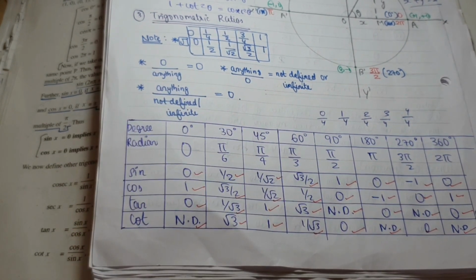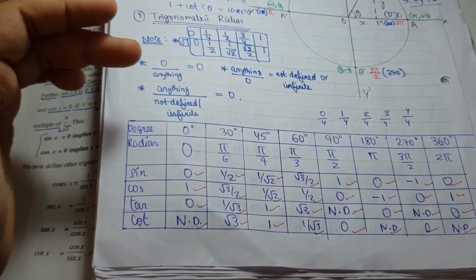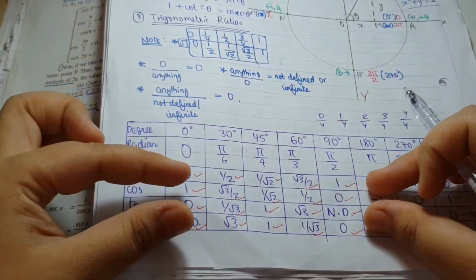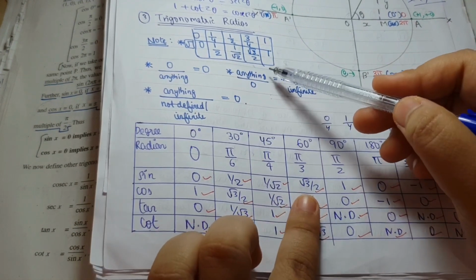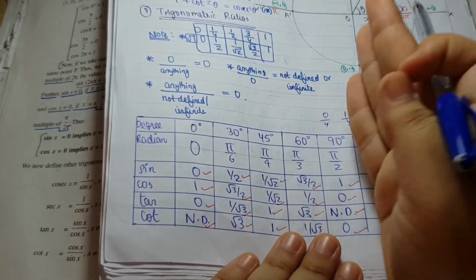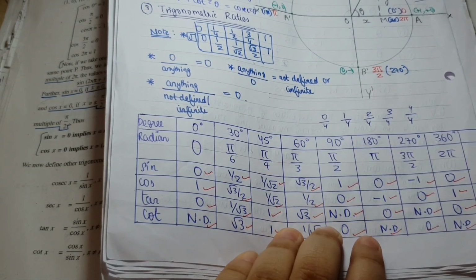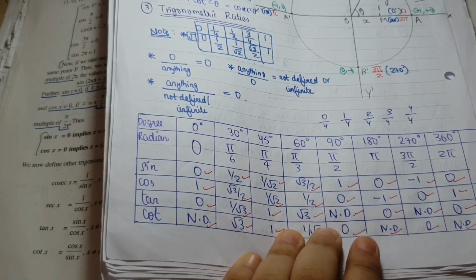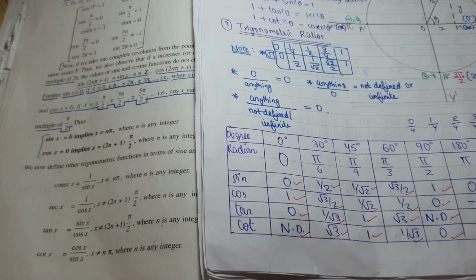Coming back to our ratio. Whatever numbers we have arrived at so far by the simple method, just place them over here to give you 0, 1 by 2, 1 by root 2, root 3 by 2, and 1. So till 90, leave this part for now. I'm covering this part for now. Let's assume this part is not there. So till 90, you have got the answers.